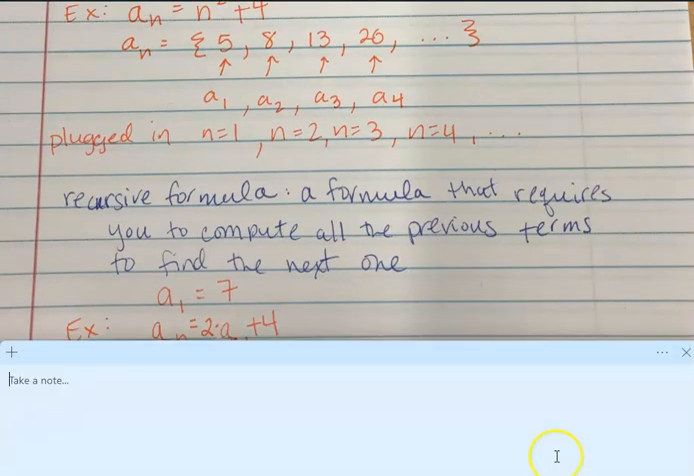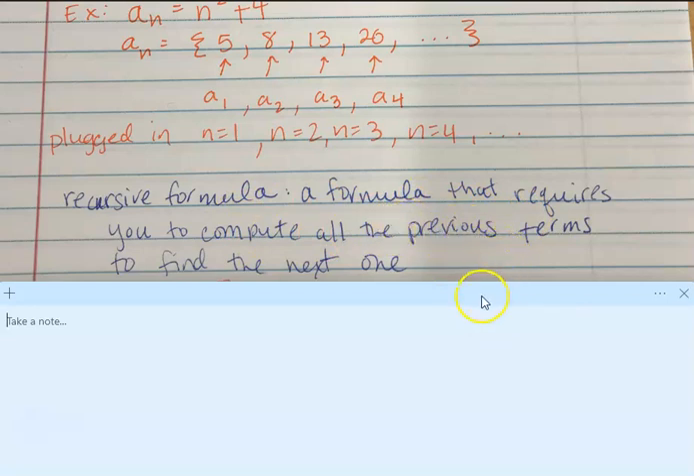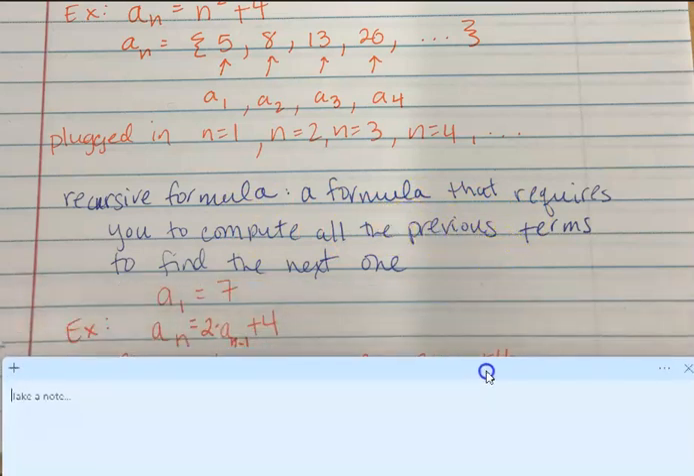Now, your recursive formula is a little bit harder. I haven't talked about this one yet, but I will tomorrow in class. So a recursive formula is one that requires you to compute all of the previous terms in order to find the next one. So in order to get to the 15th term, a sub 15, in a recursive formula, you would have to have a sub 14, a sub 13, a sub 12, 11, 10, 9, 8, all the way down to a sub 1 in order to get to the 15th term. There's no way for you to just simply plug in n equals 15 into anything to figure out the 15th term. You would need all the previous ones.